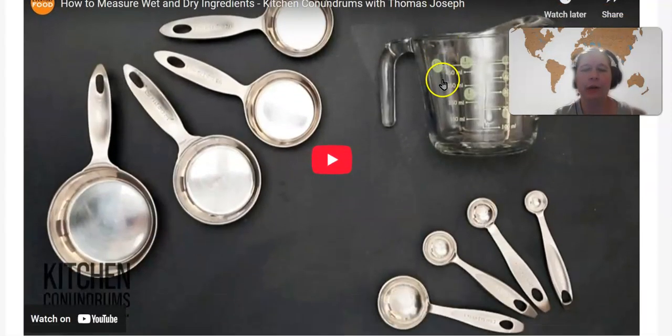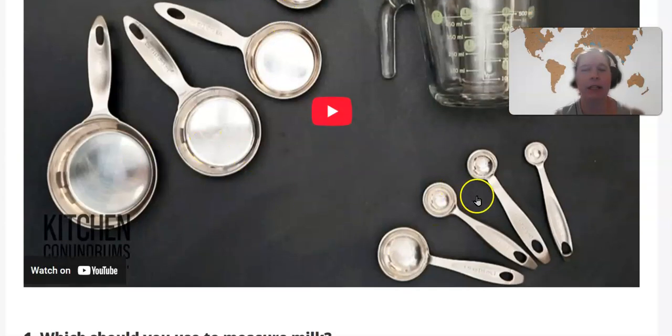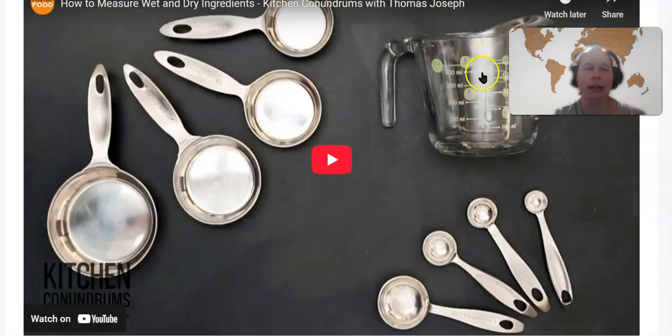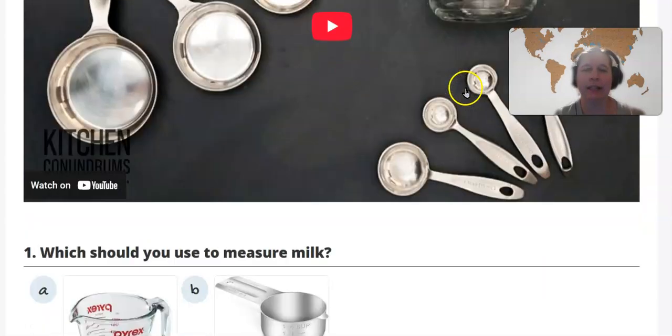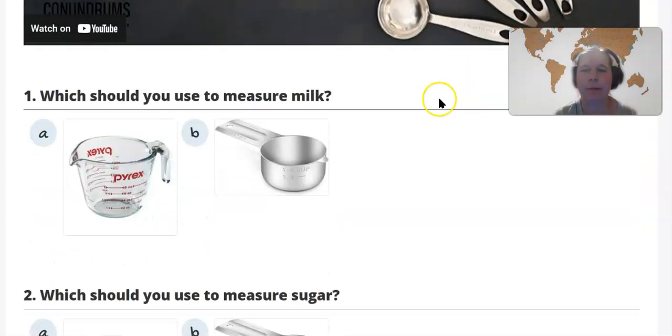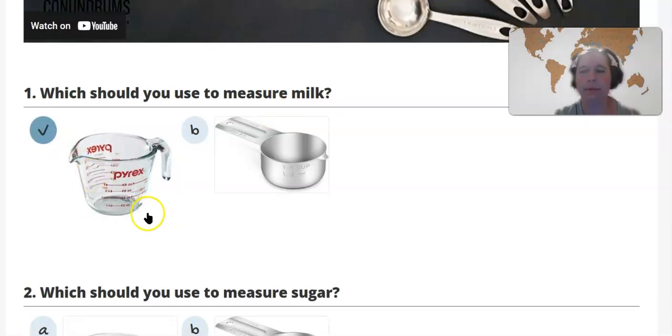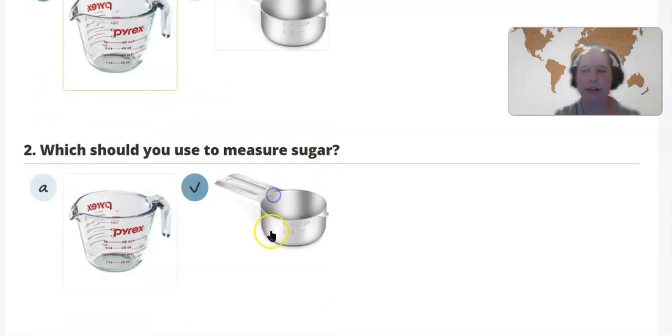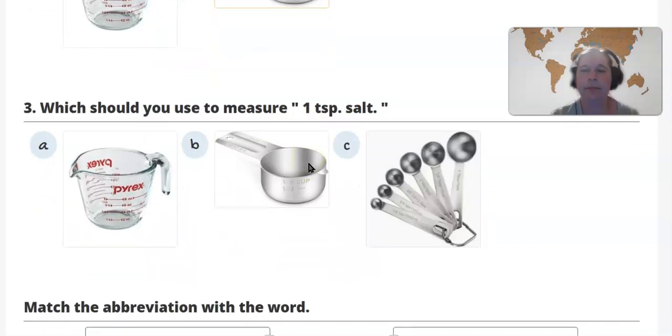Next, you watched a video about using measuring cups and spoons for dry ingredients and using this measuring cup for wet ingredients. For milk, I should use this one. For sugar, I should use that one. For salt, teaspoons.